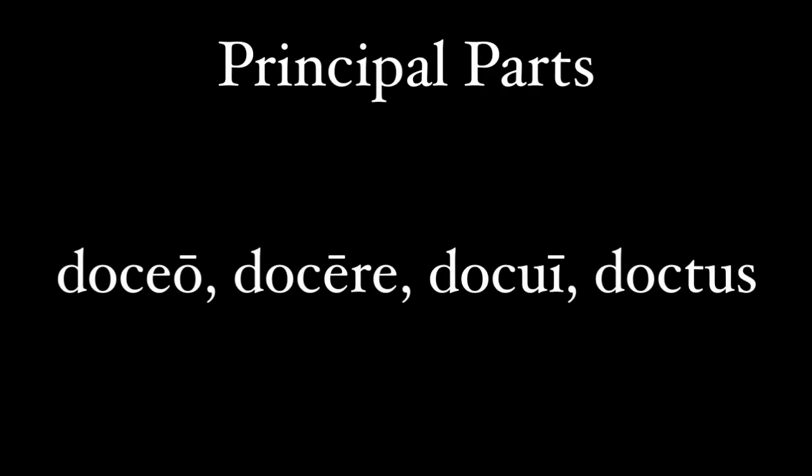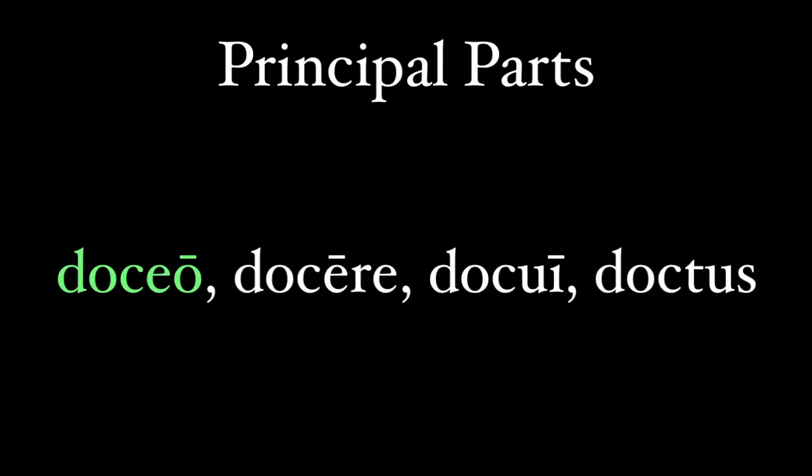So normal transitive verbs, that is, verbs that typically take a direct object, like to teach, doceo, have four principal parts. Here they are: doceo, docere, docui, doctus. Sometimes the fourth principal part will be doctum, where the ending is um instead of us. It all depends on the style of teaching and the text. I will use the us ending for the fourth part for this video.